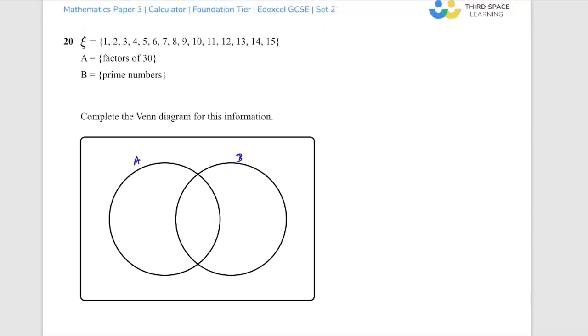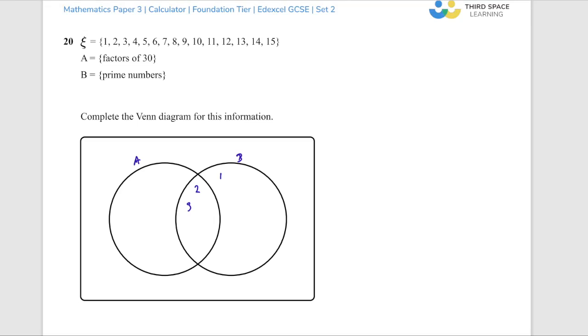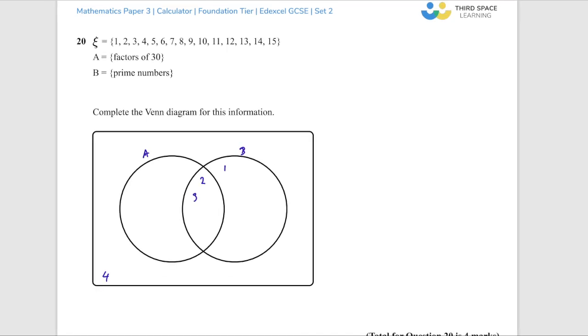So if I kind of go down the list, then 1 is a factor of 30 but not a prime number. 2 is a factor of 30 and a prime number. 3 is a prime number and a factor of 30. 4 is neither a prime number nor a factor of 30. And I can put this anywhere outside. So I can put this anywhere on the outside. I tend to list mine at the bottom though. The reason for that is your exam marker wants to mark quickly. And if you've got them written as a list here, it's much easier for them than trying to pick out all of the values. And now 5 is going to go, 5 is a prime number.